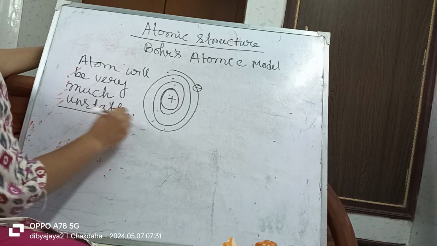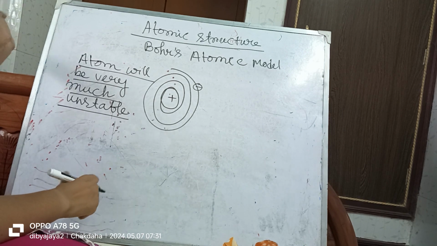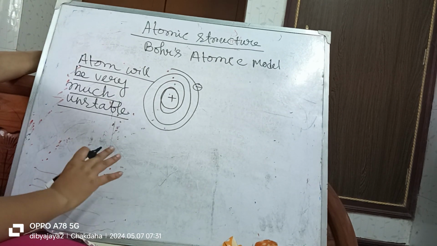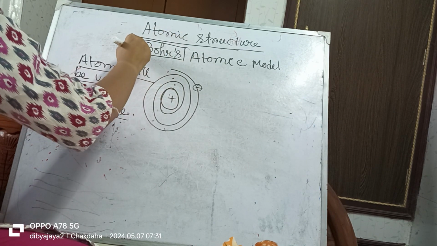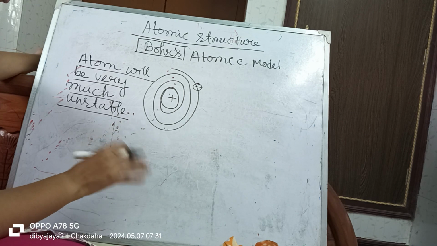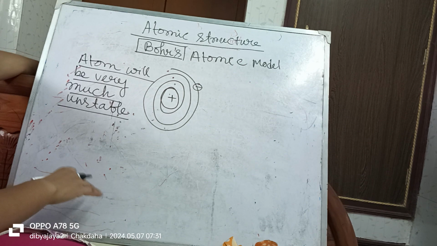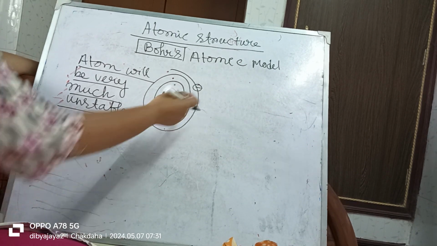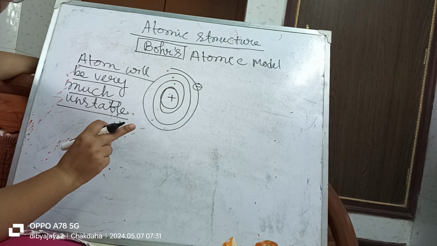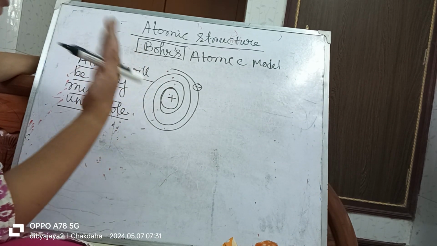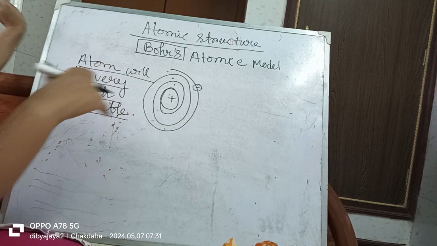Next, this drawback was solved by his student, Niels Bohr. The full name is Niels Bohr. He says no, when an electron is revolving, it is not emitting any energy or gaining any energy.